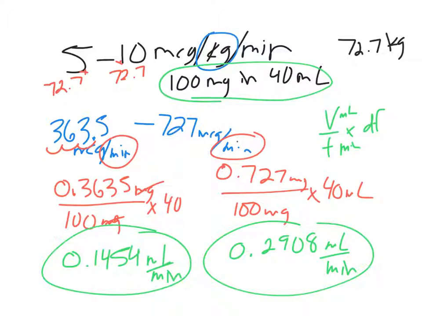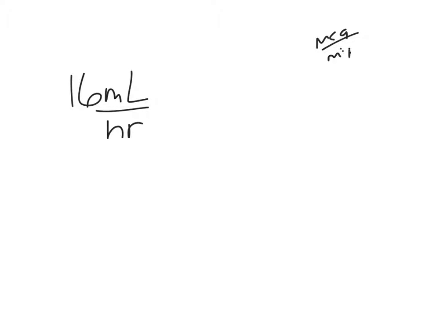So 0.1454, and remember, 0.2908. Here, let me add another per minute. Sorry, I have to keep going 30 minutes here. So if they stabilize at 16 milliliters per hour, I want to know what that is in terms of micrograms per minute.